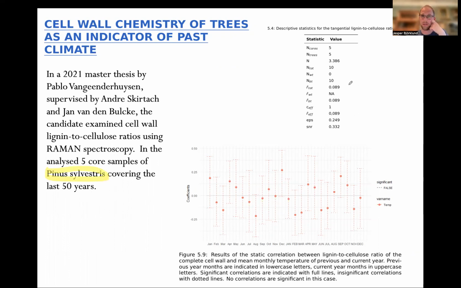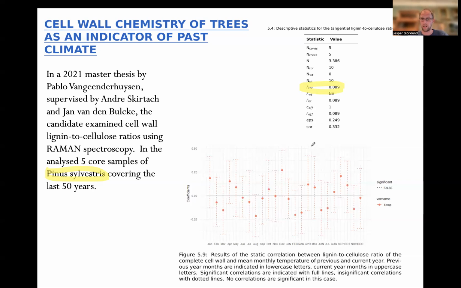And as you can see, when they correlate their measurements in each tree with each other, this is the R bar, it means correlation between trees. You can see that it's very low. You would want to have at least 0.2 or something to be confident that you have a common signal in your tree. So the lignin to cellulose ratio does not have a strong common signal within the tree, and that's not a good sign for a climate proxy.